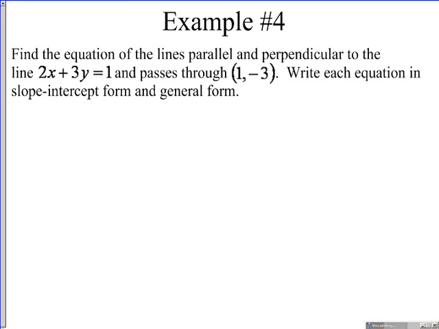So looking at problem 4 here. Find the equation of the lines parallel and perpendicular to the line 2x plus 3y equals 1 and passes through the point 1, negative 3. Write each equation in slope-intercept form and general form. Well, first thing we need to know if we are going to write the equation of a line parallel or perpendicular, we need to know the slope of our original line. So this line here, 2x plus 3y equals 1, we need to take this equation and identify the slope. To do that, we need to get it into slope-intercept form so we can identify the slope, which means we solve for y.